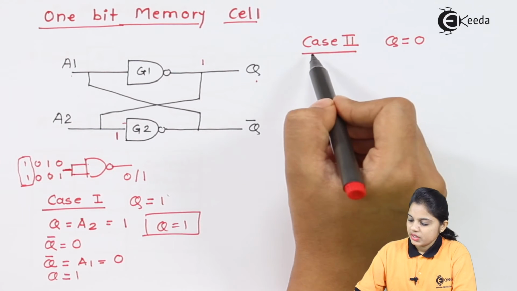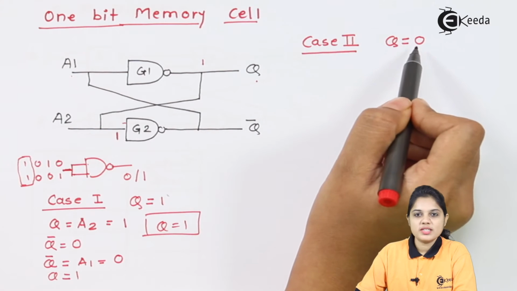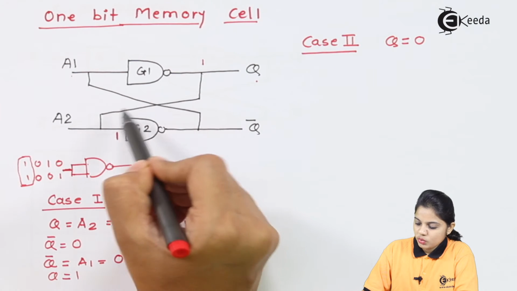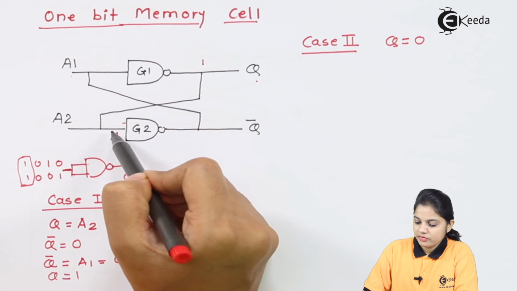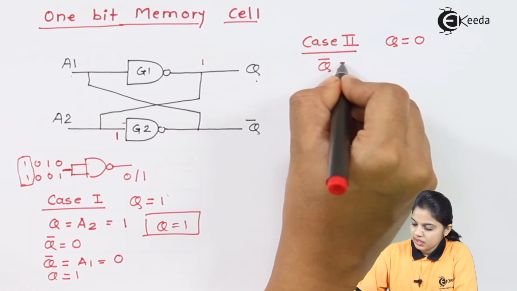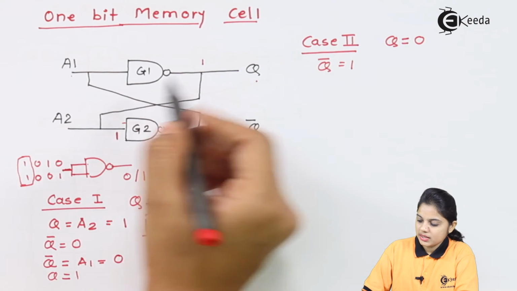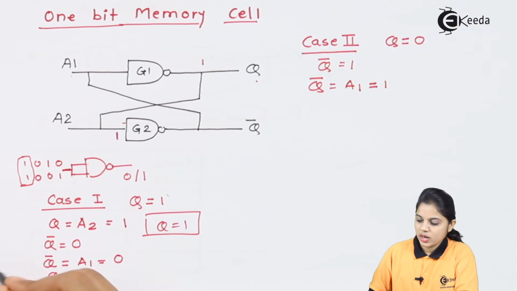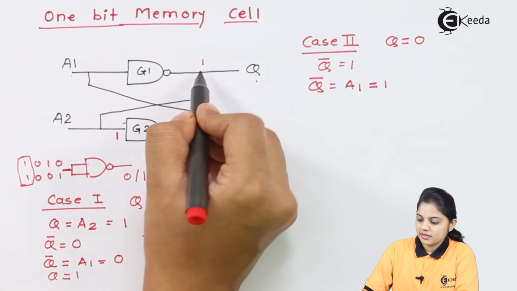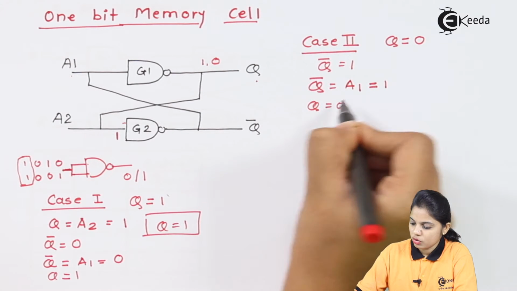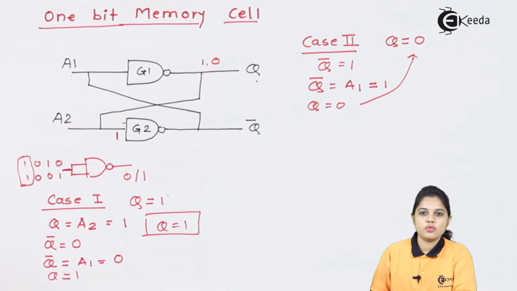Now let's discuss the second case where Q is equal to 0. If we have assumed that Q is equal to 0, again Q is applied as an input to G2. If 0 is applied, that means the output should be 1. So Q bar will be 1. If Q bar is 1, that means A1 is also equal to 1. If 1 is applied, here the output will be 0. For the second case, that means Q will be 0. So hence it proves that Q is equal to 0.